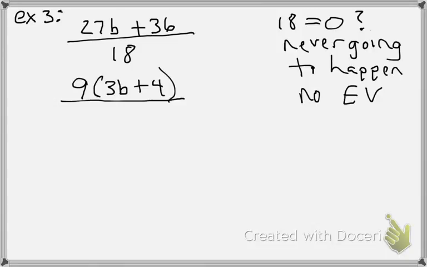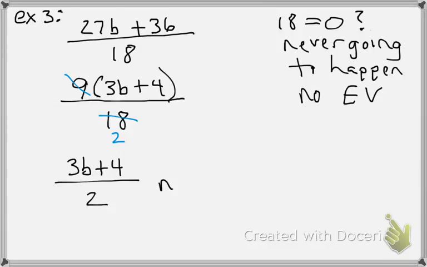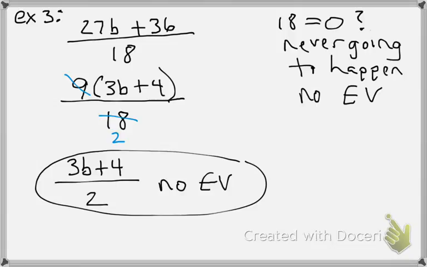Step 2 was done. Now we have to completely factor our denominator. Well, my denominator is already factored, it's an 18. Now we can take a look at that 9 and that 18. We can simplify that. They're both divisible by 9, and that would put a 2 at the bottom. So our final answer here, we have a 3b plus 4 all over 2, and we have no excluded values. Here is our final answer. So it is possible to have no excluded values.